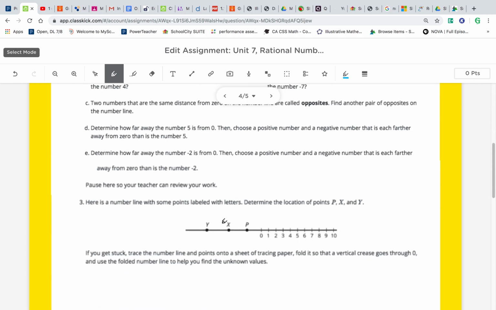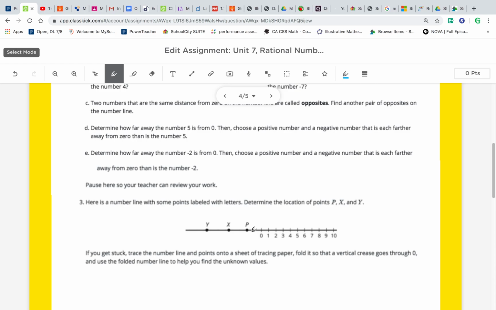Okay, and then down here we have a number line labeled with the points P, X, and Y. You can see here P, X, and Y. And we want to figure out the location of the points. Well, the first really big thing that you need to understand is that here is 0. And so if this is 0 and these numbers are to the left of 0, they are negative numbers. So that's the first really big thing to notice. These are negative numbers. Now, as it turns out, getting the distance can be a little bit tricky. But by using your paper and using the vertical crease that goes through 0, you should be able to compare and see that 2 and P are opposites. So that means P has to be negative 2.